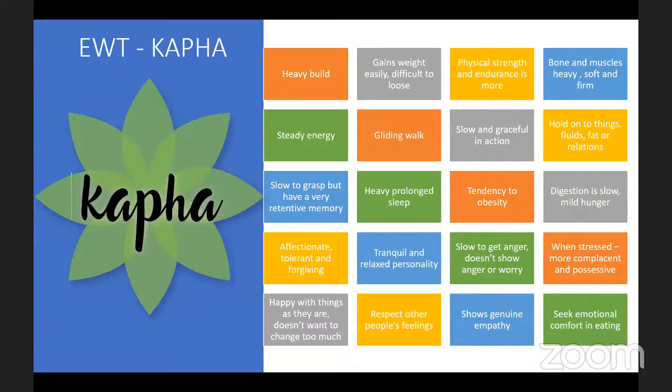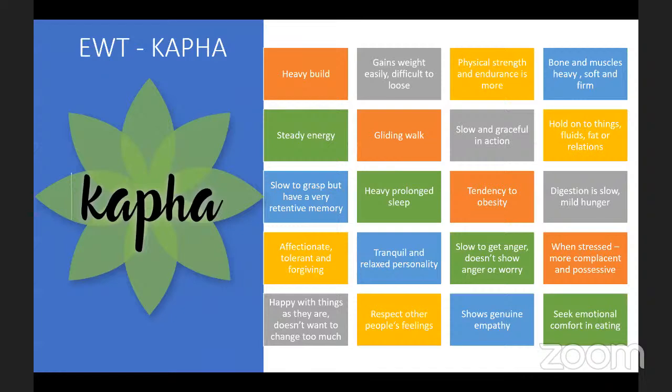Then Kapha people. Kapha is water plus earth. They are heavily built. They gain weight easily and it is very difficult for them to lose weight. Physical strength and endurance is much more. Bones and muscles are all heavy, soft and firm. They have steady energy. They don't lose energy. They don't have a lot of energy, but whatever energy they have is steady. While they're walking, the walk is a gliding walk, as if they are just sailing smoothly. Their actions are slow and graceful.